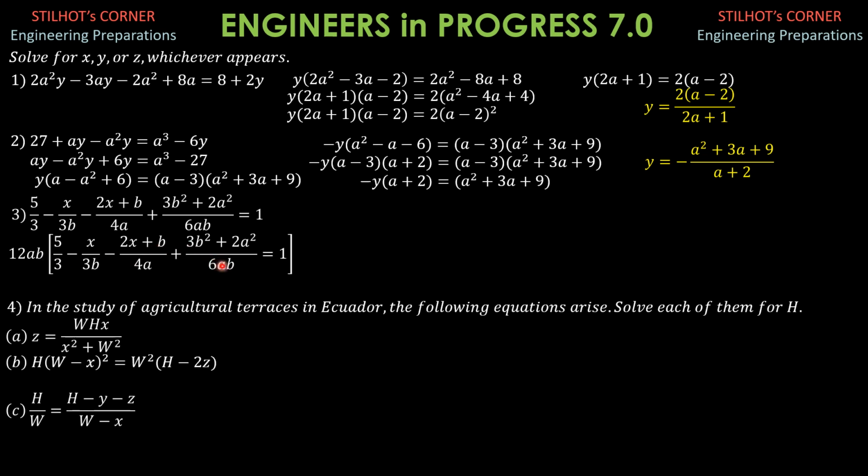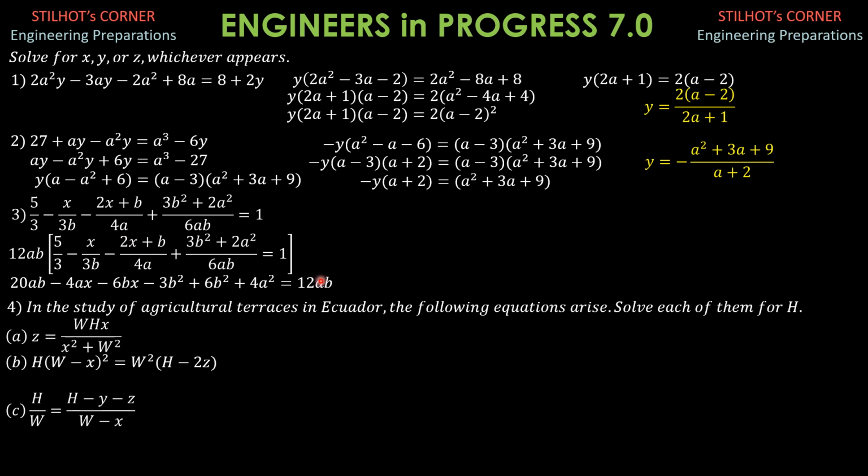12ab divided by 6ab is 2. So plus 2 times 3b square, so 6b square, plus 2 times 2a square, 4a square, equals 12ab. So again, this is equal to 20ab minus 4ax minus 6bx minus 3b square plus 6b square plus 4a square equals 12ab.